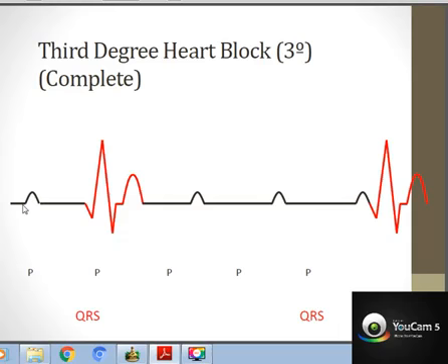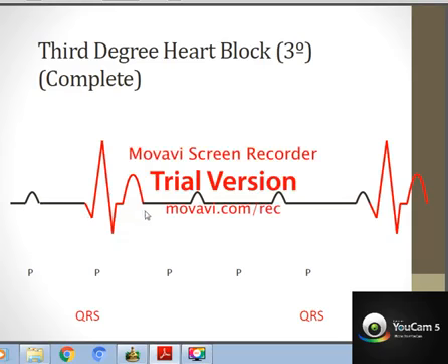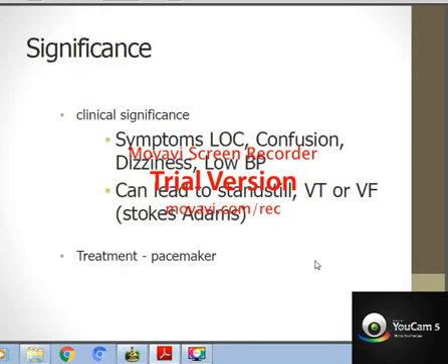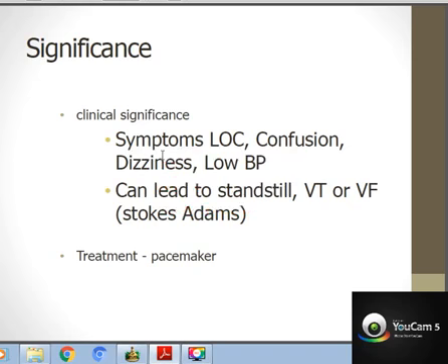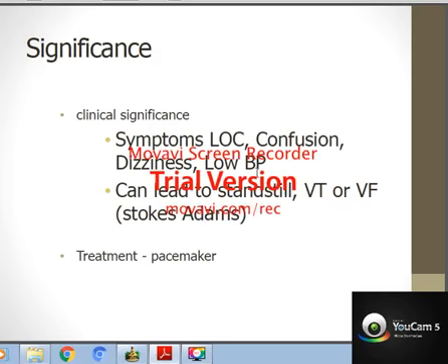It means the SA node is producing impulses but the ventricles are not receiving them. So ventricles will start producing their own impulses. So here the clinical symptoms are very high. Patient will have loss of consciousness, fainting attack, low BP, confusion, everything. Can lead to standstill or VTAC or VF.